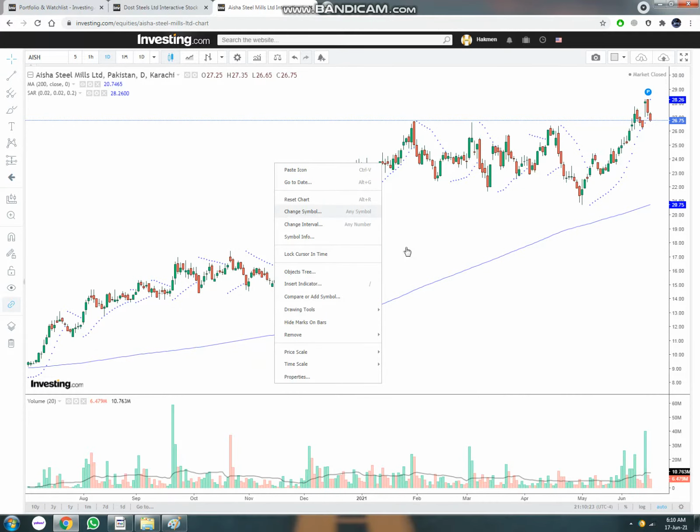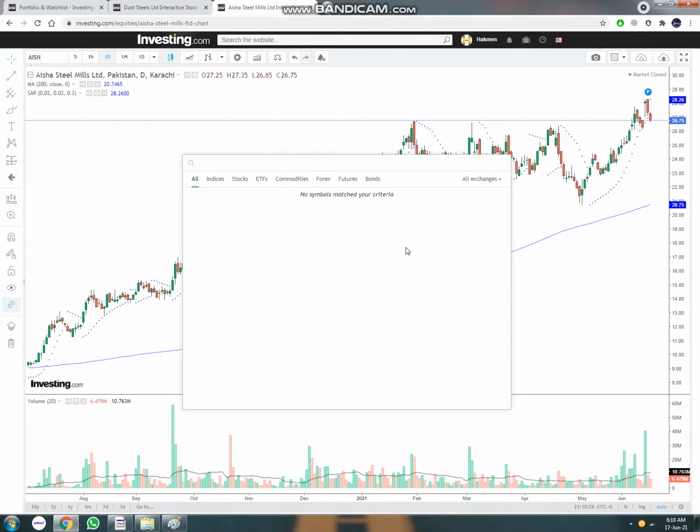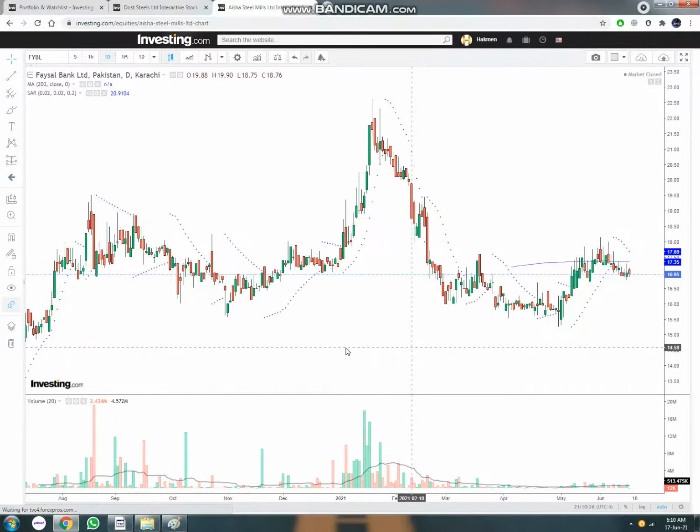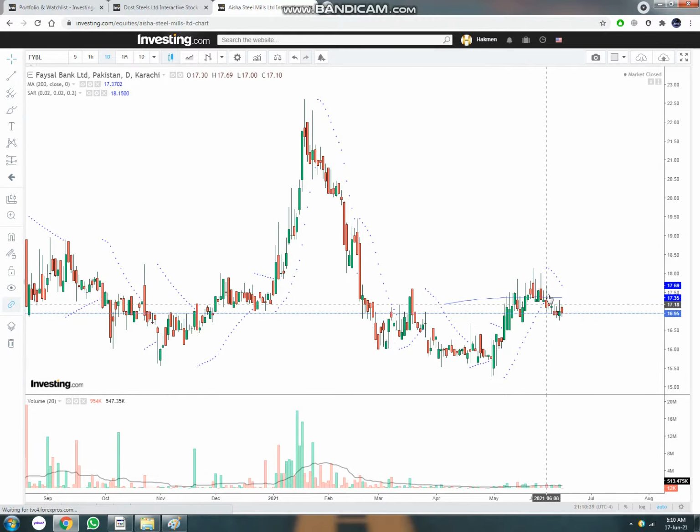Now let me load a stock from right here. FYBL. This is a stock in which I've invested for quite a while now, and I want to see some results out of it. Now you can see this is trading on the 200-day moving average.